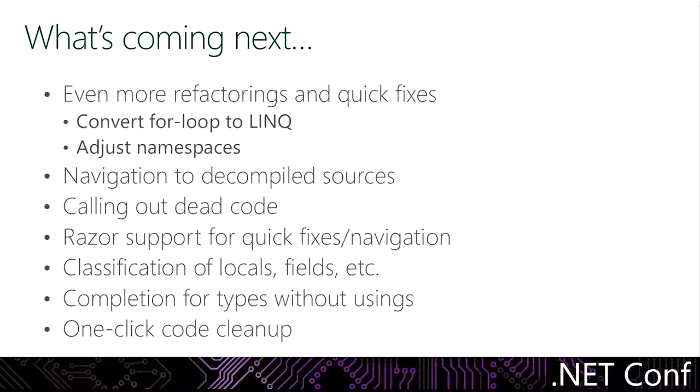A lot of people on the navigation front want the ability to navigate to decompiled sources. So rather than going to metadata as source, if you all know what that is, they want us to actually decompile the source so they can see what's happening in a third-party library or assembly to get a better idea of what's going on. As I showed you earlier, we now detect unreachable code in a future update of VS.